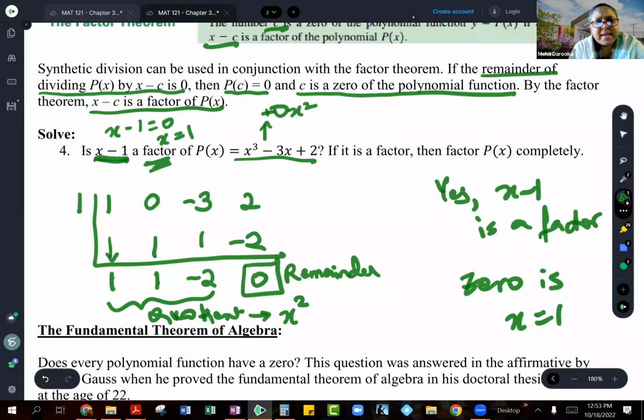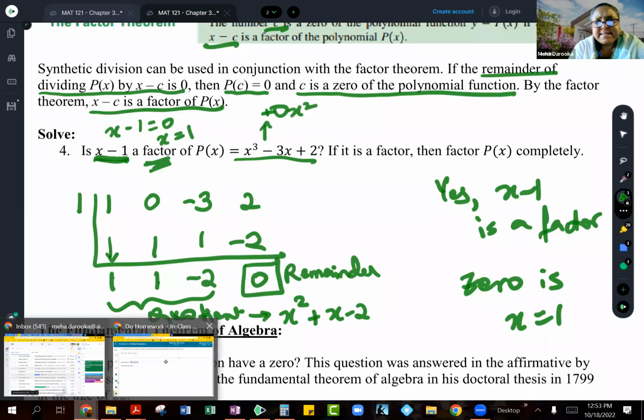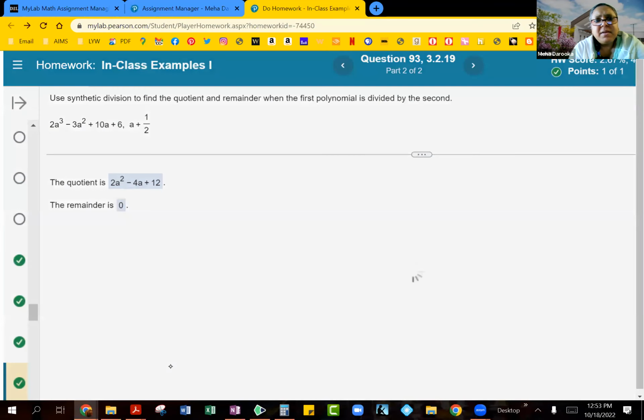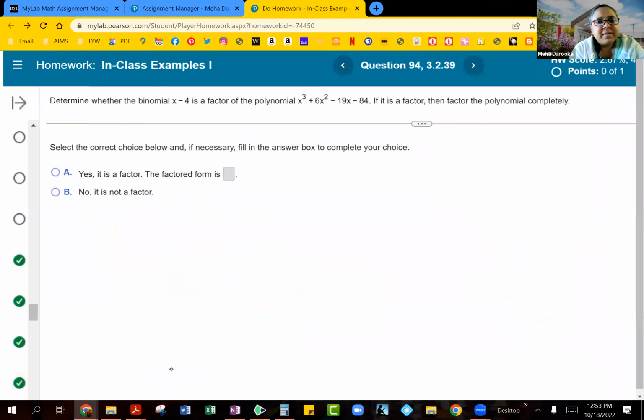So this guy would be x squared plus x minus 2 on our quotient. And I think that's the same example. We have something similar here.